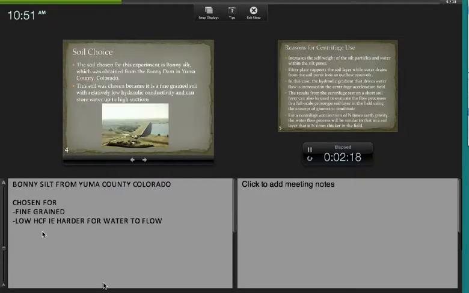So we chose Bonny silt, taken from the Bonny Dam in Yuma County, Colorado. We chose this silt because it has a fine grain size and a low hydraulic conductivity function. So when you have it in a centrifuge, it is easier to see the properties. I'll go into other techniques.